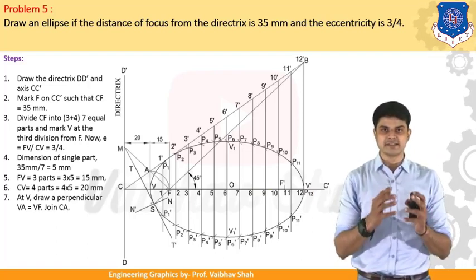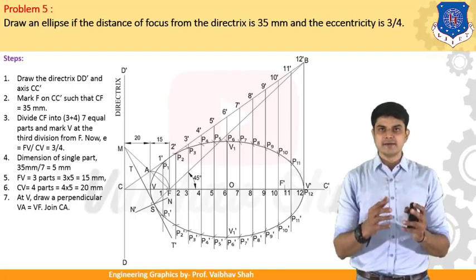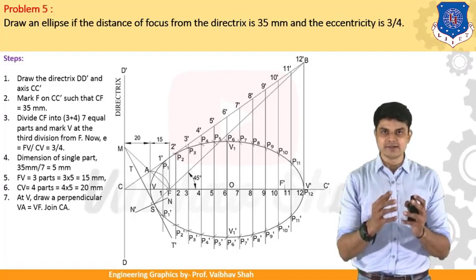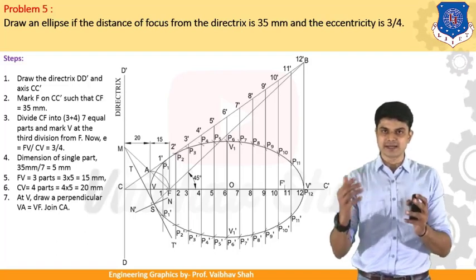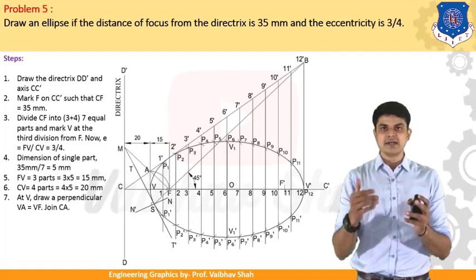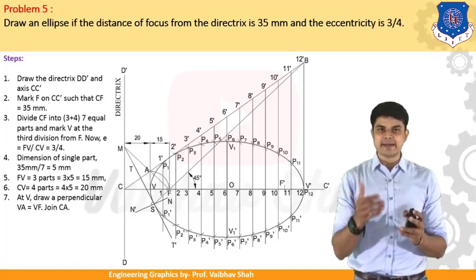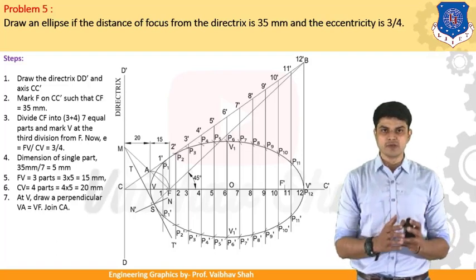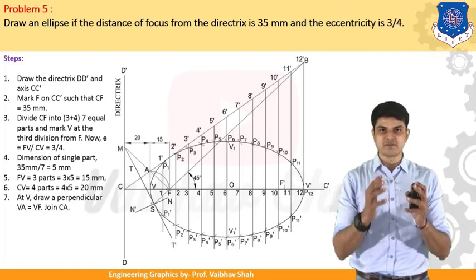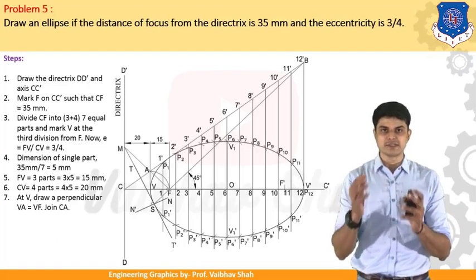So what is eccentricity? Eccentricity is 3 by 4. That means we have eccentricity E equal to FV, the focus to vertex distance, divided by the vertex to directrix distance, which is VC, equal to 3 by 4. So here 3 and 4. So we will have total divisions of the line equal to 3 plus 4, which is 7.